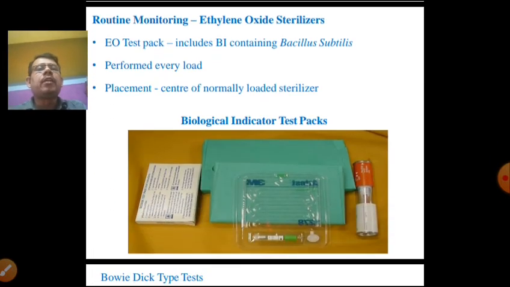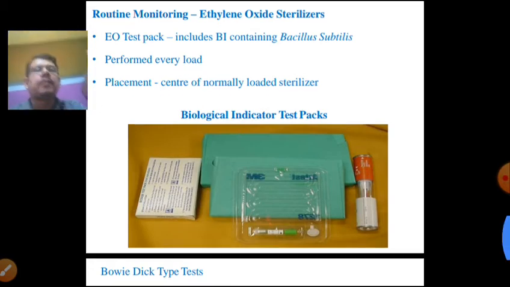Then routine monitoring of the ethylene oxide gas sterilization, the EO test pack, includes the BI containing Bacillus subtilis and is performed every load. Placement is at the center of a normally loaded sterilizer, in the biological indicator test pack.